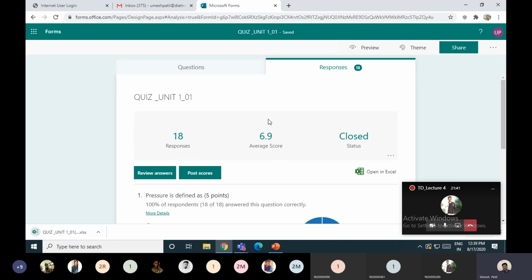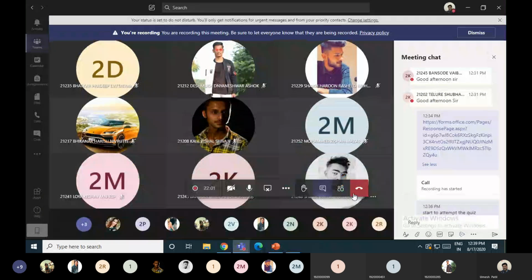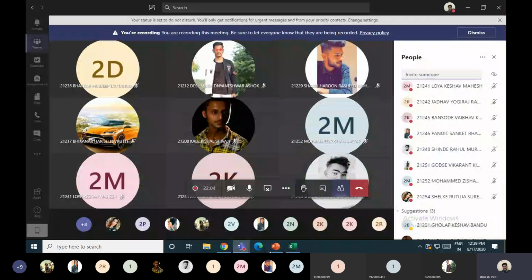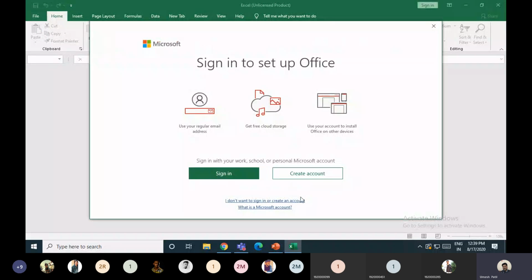Okay, students. So we'll discuss this quiz for a few minutes and then proceed towards the next part of the course. I received the responses from your side. 18 students responded. So responses are recorded, and the analysis is done by the Microsoft Teams software, and we get a result in an Excel sheet.